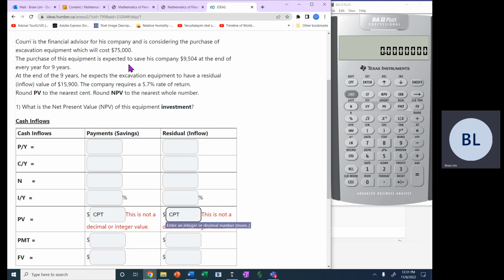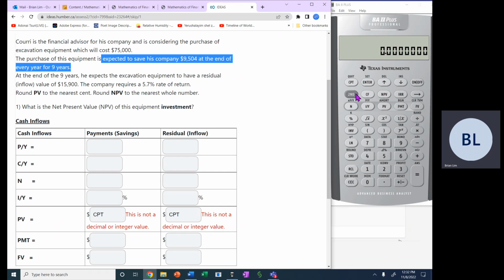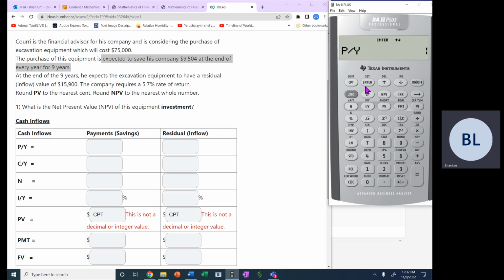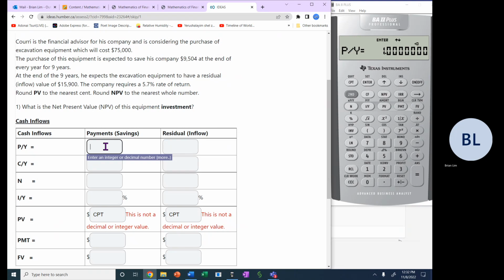Okay, so let's start. We start with what? Well, we start with payment, correct? PY. So the purchase of this equipment is expected, let's leave this $75,000 for now, to save his company $9,504 at the end of every year for 9 years. So that means that PY is equal to 1, correct? 1 and enter. And we put PY is 1 there.